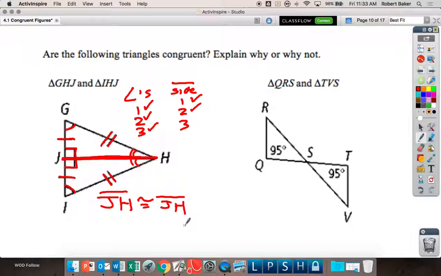But why? Because you're the same. That's not a geometric reason. That's called the reflexive property. Because I am congruent to myself. Think about it. Is line JH the same size as line JH? Duh. They're the same line. But why are they congruent? The reflexive property. Check. And do I have enough information to prove they're congruent?